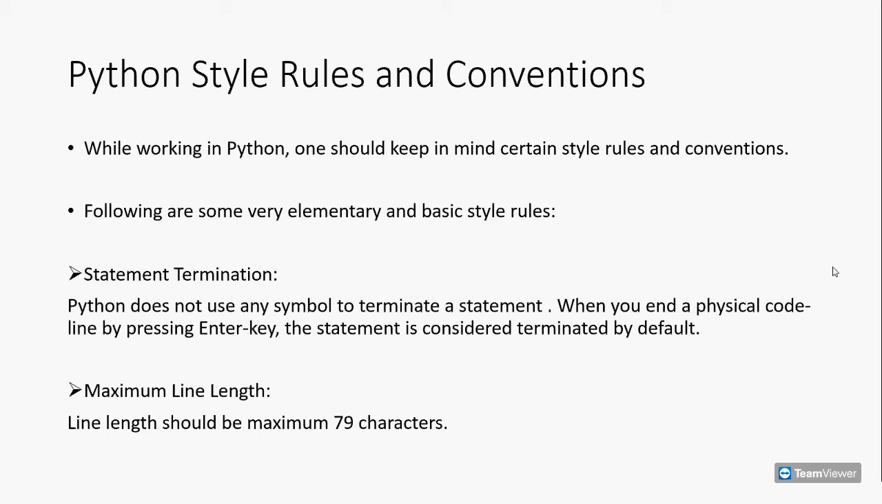The first one is the statement termination. Python language does not use any symbol to terminate a statement. When you end a physical code line by pressing the enter key, the statement is considered terminated by default. So there is no other symbol that is being used by Python to denote the termination of a statement. When we press the enter key, the statement is considered to be terminated by default. The second one is the maximum line length. The line length should be a maximum of 79 characters.